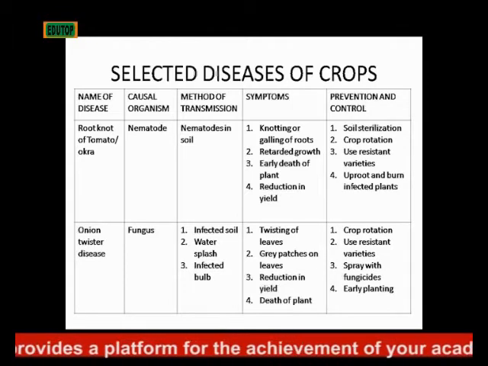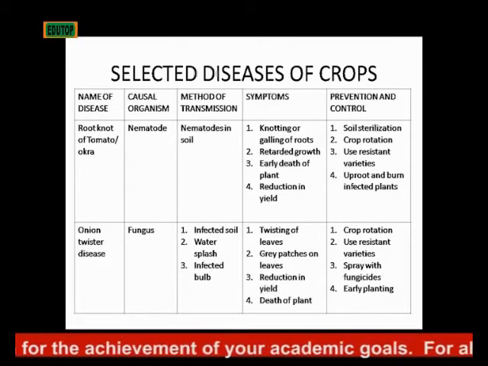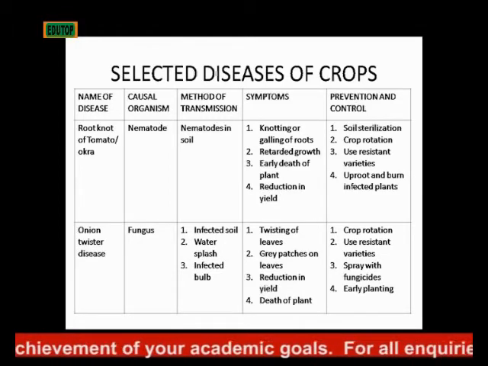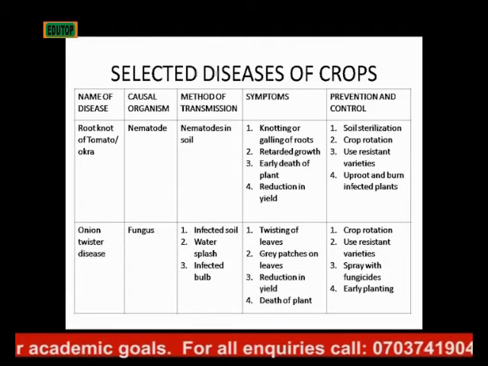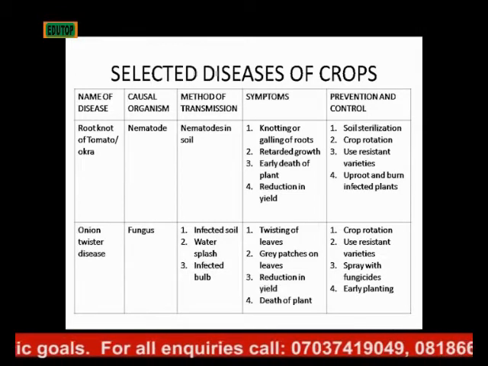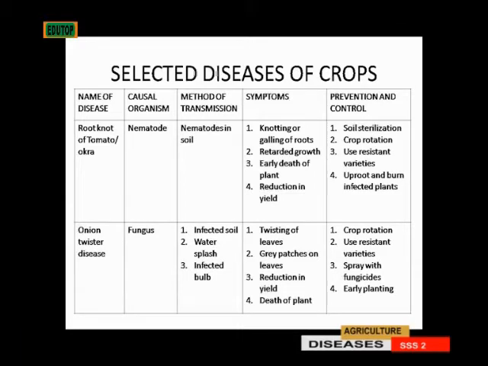The next disease of crop is onion twister disease. This is caused by a fungus, and it is transmitted through infected soil, water splash, and infected onion bulbs. The symptoms you will observe is that there will be twisting of the leaves, then you will find gray patches on the leaves, there will be reduction in the yield of the onion, then death of the plant.